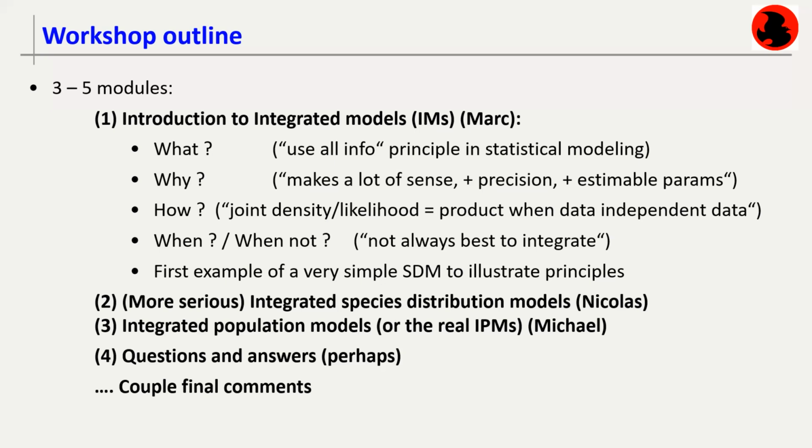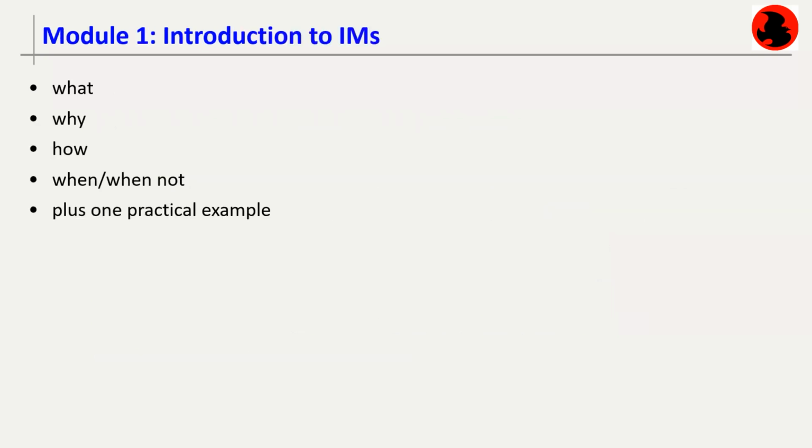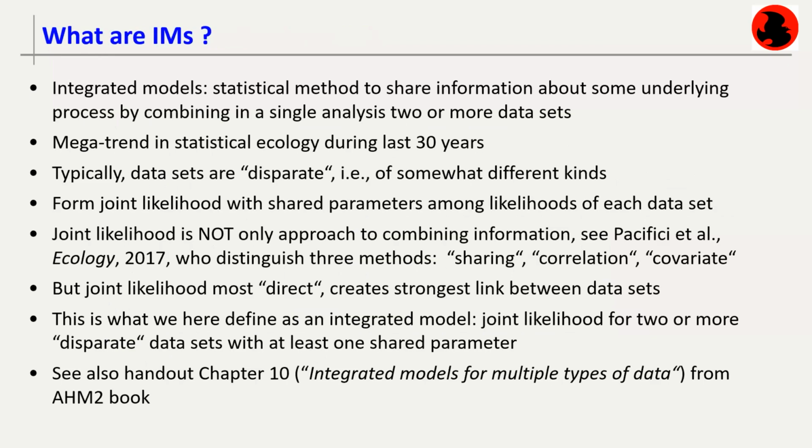I'm going to focus a lot on maximum likelihood estimation for my very simple case of an IM, because in the context of maximum likelihood estimation it's easier to see the principle of a joint likelihood as being the product of the likelihoods of each individual data set. But we're going to look at this simple model both in the likelihood framework and of course also in a Bayesian framework using JAGS. So: what, why, how, when, when not, and the practical example.